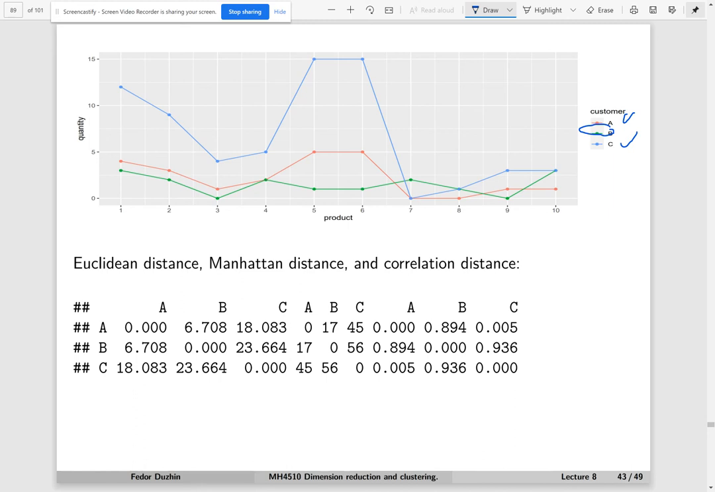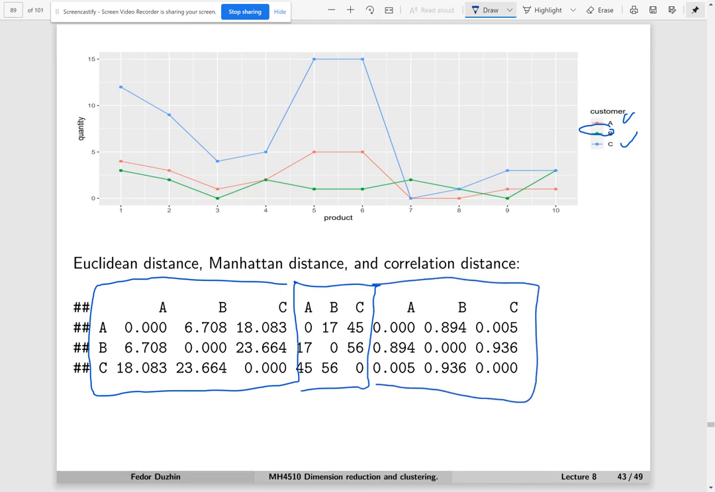But A and B are similar in that they bought small amounts of products, but A and C are similar in which products they chose to buy, right? And this is Euclidean distances between A, B, and C. These are Manhattan distances between A, B, and C, and these are correlation distances between A, B, and C, right?